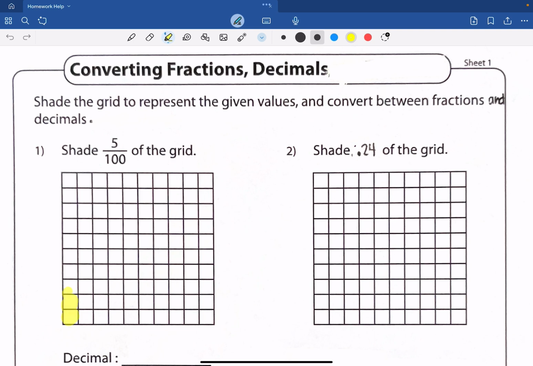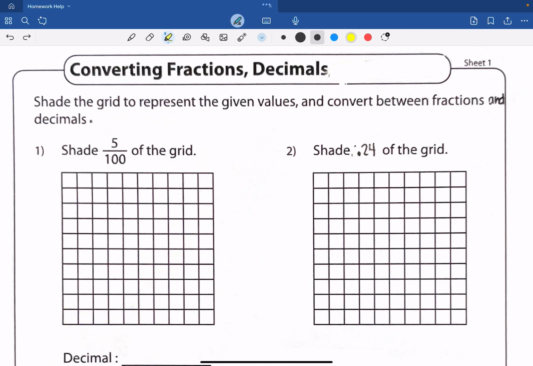1, 2, 3, 4, 5. And there we go, I'm done. Now, I could have shaded any 5. It doesn't have to be those 5. It could be any 5. Maybe I didn't like those and I wanted it to go along the bottom. 1, 2, 3, 4, 5, like that. That's totally fine as well.